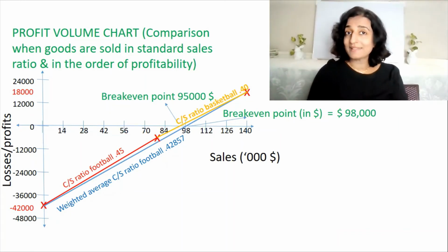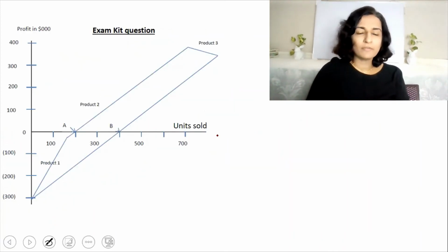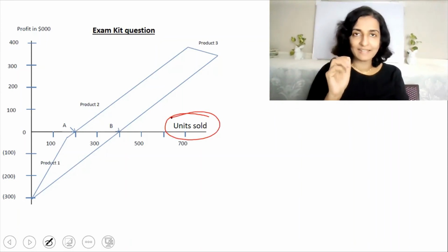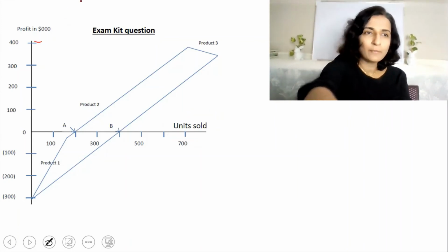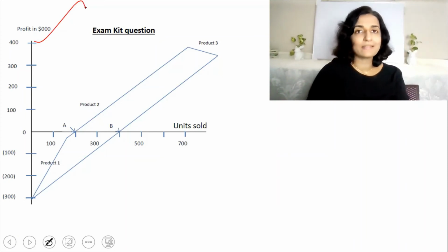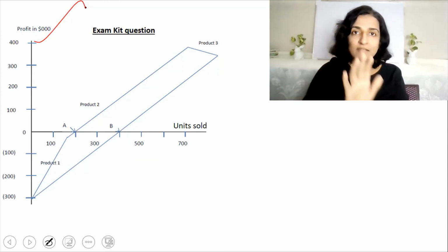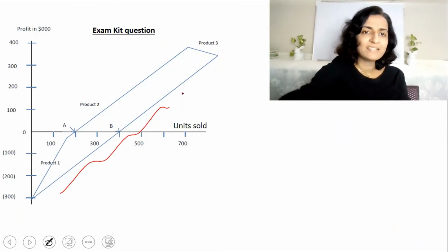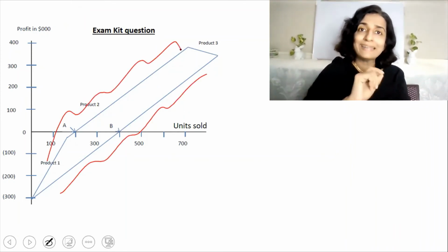Now we will do a question from the exam kit. What is this graph? When the units sold, that is the sales, are represented on the x-axis, and the profits and losses on the y-axis, immediately understand that this is the profit volume chart. And what are these two lines? One is a straight line and the other one is a kinked line.